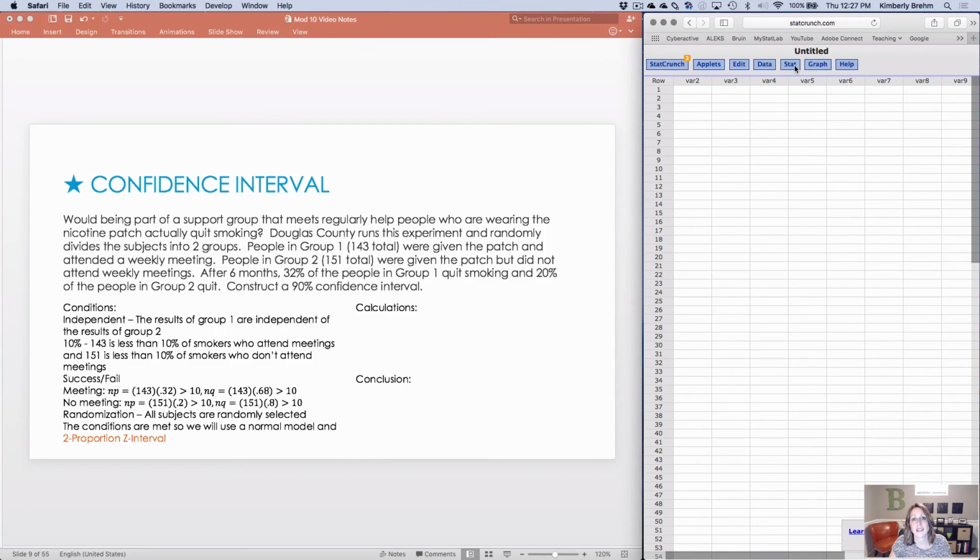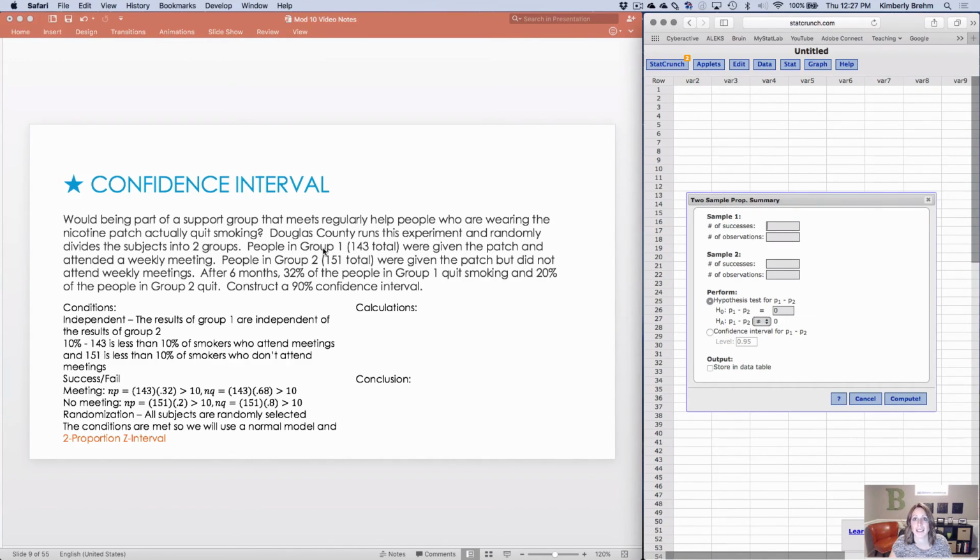Again, I'm going to go to Stat and Proportion Stats and to Two Sample, and I'm going with a summary. Just as on my last question, I'm given that 32% of the people in group 1 quit smoking and 20% in group 2, but I don't have a number, so I have to multiply. So I'm going to take 0.32 times the number of people in group 1, which is 143, and then I will do the same for sample 2. Notice, again, I chose group 1 to be sample 1 because 0.32 is larger than 0.2. When I multiply 151 times 0.2, I get 30.2 out of 151.